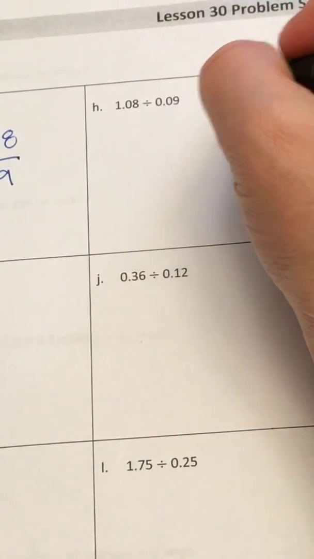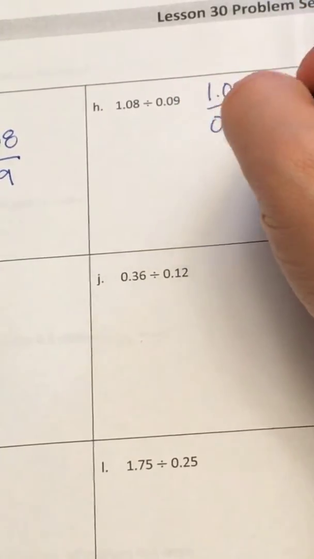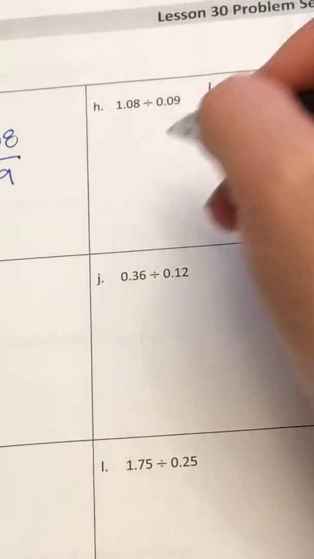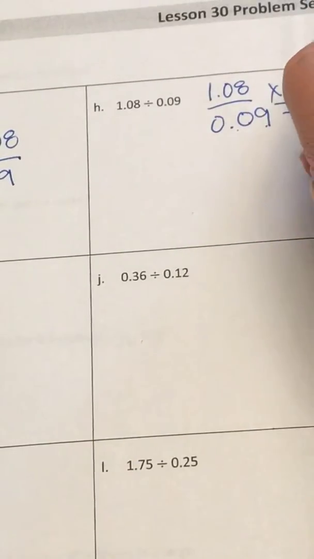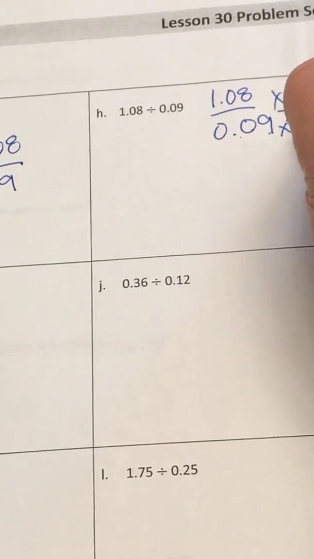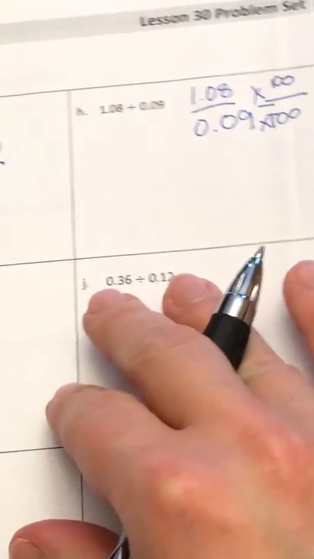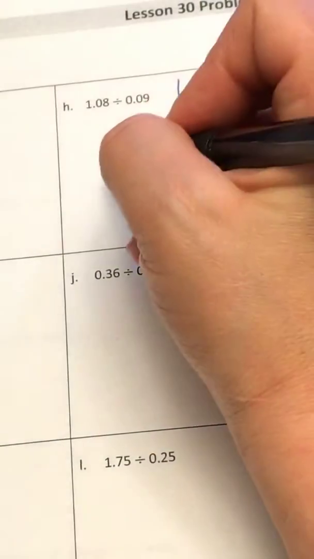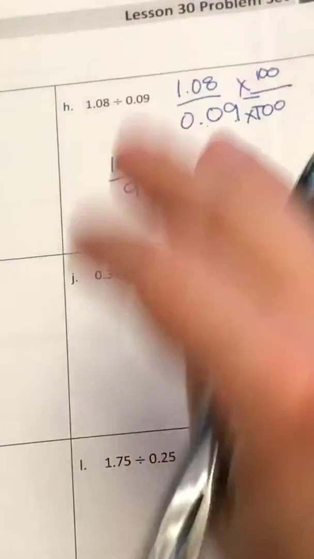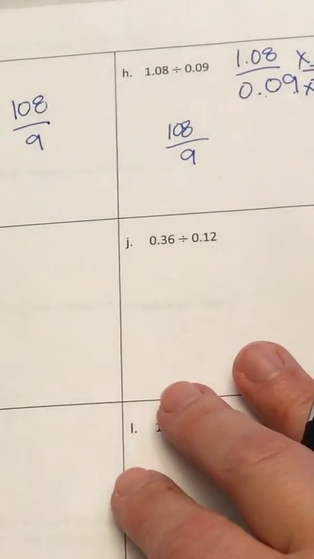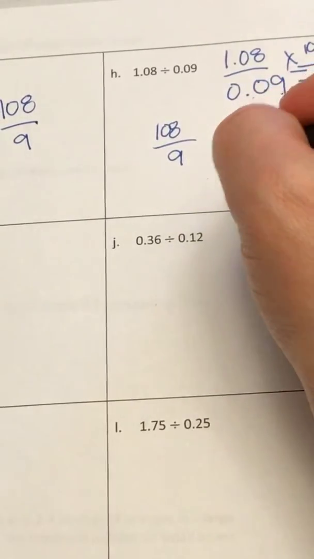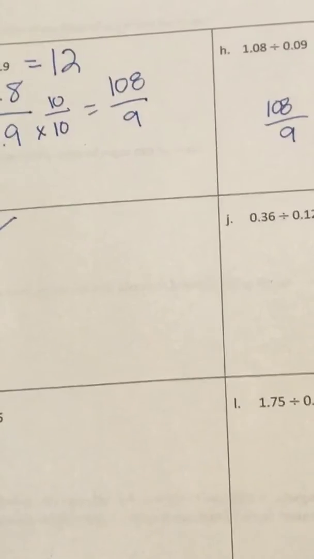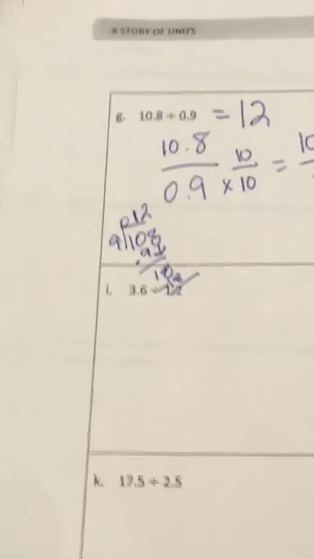Set it up. 1.08 divided by 9, that would give me, whoops, I'm going to multiply by tens, hundreds. When I do that, I get 108 over 9. So it's the same thing here as I had here. So I know that my quotient then is 12. I'm going to let you work these because these are very repetitive. I will just give you the answers.